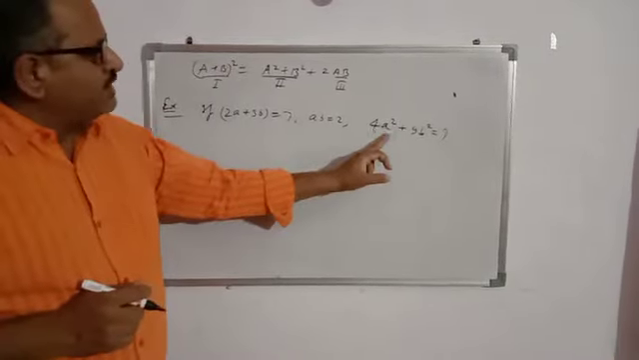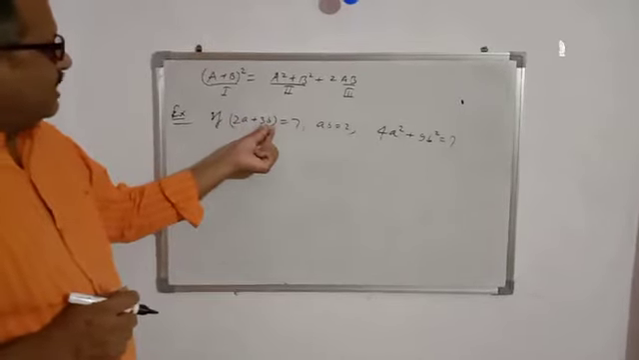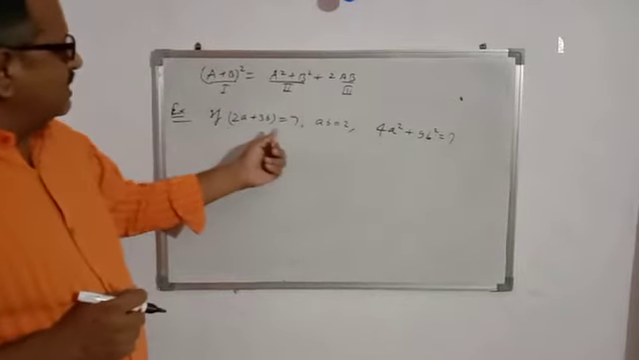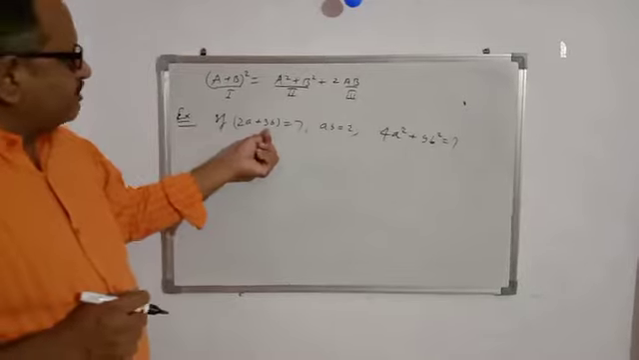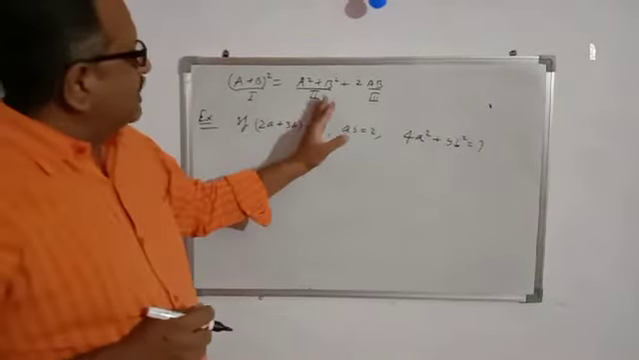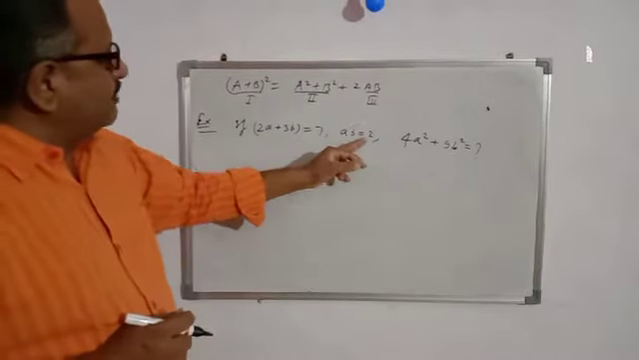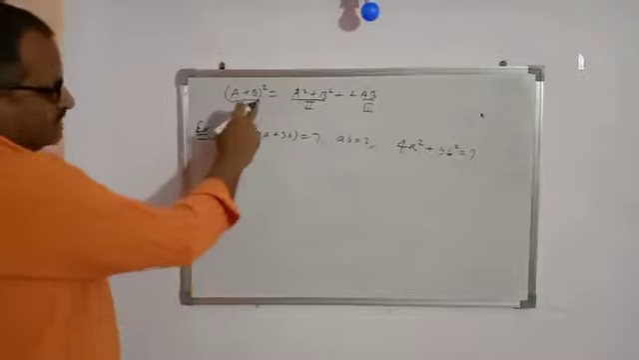How will we get 4a square plus 9b square? If we take the square of 2a, then we will get 4a square. If we take the square of 3b, we will get 9b square. So to find a square plus b square, a plus b is given and the product ab is given. So we will use the above identity.